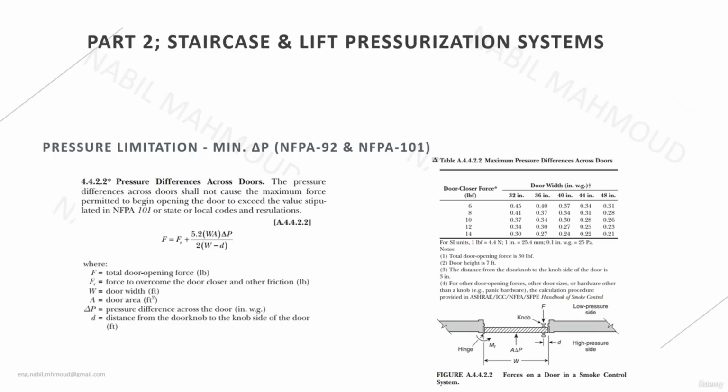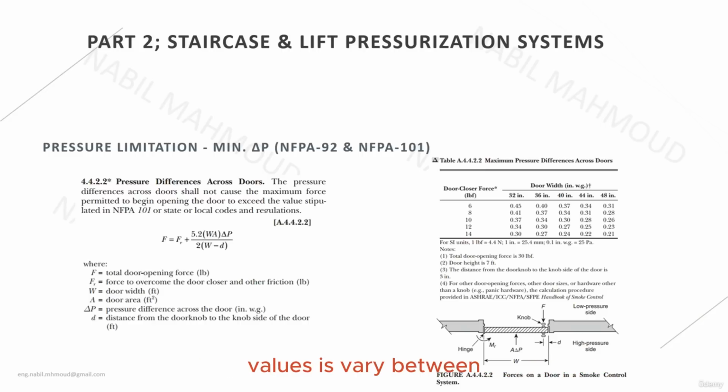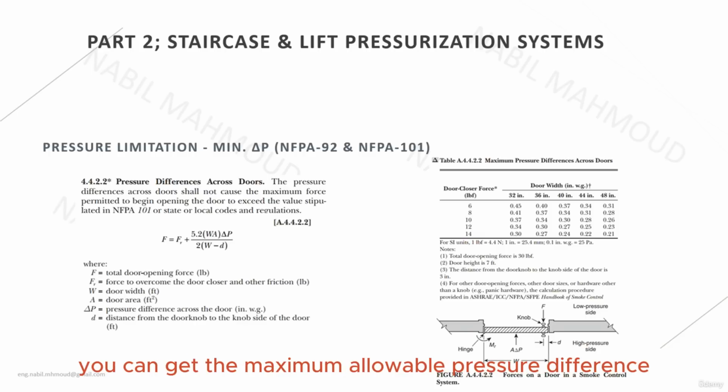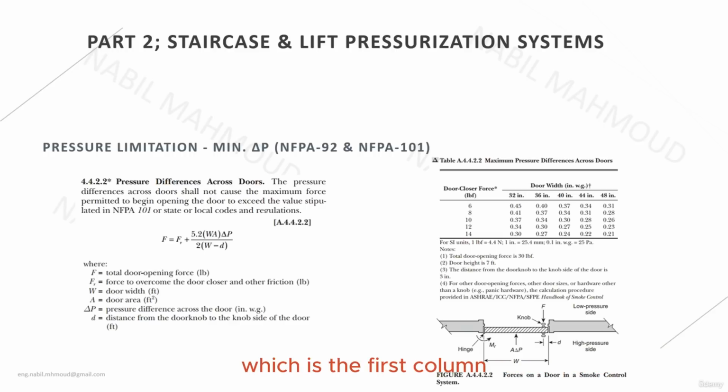We can see, for example, for the first row of this table, that in order to achieve a 6 pounds of force at the horizontal, if we walk horizontally to the 32 inch or the 36 inch, we can find that the maximum pressurization at these given door values varies between 0.45 and 0.4 of pressurization difference. So with this table, simply by knowing the door width and the door closer force, you can get the maximum allowable pressure difference. Okay, but how do I calculate the door closer force, which is the first column?